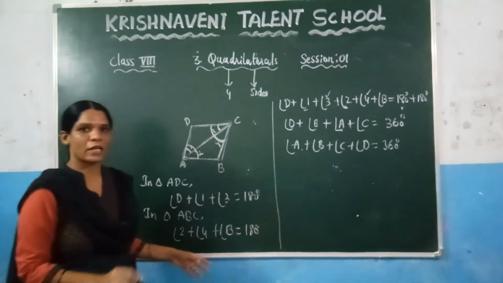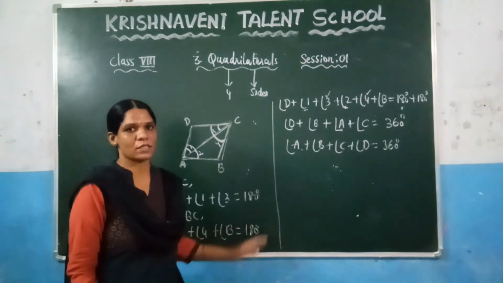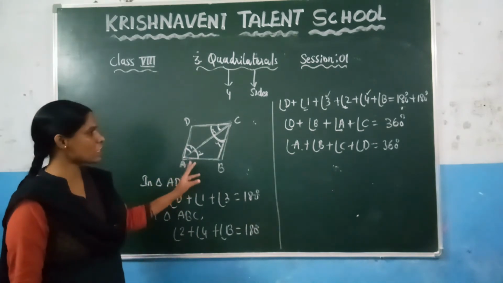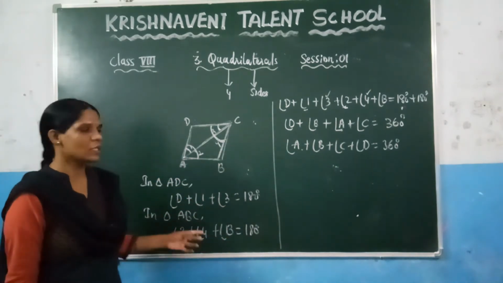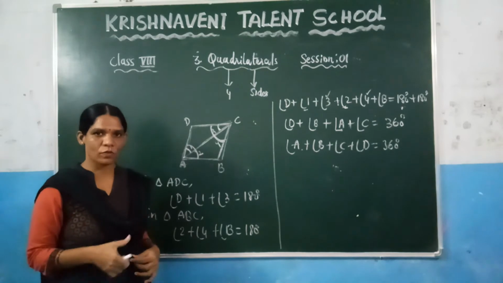So what is the sum of the angles of a quadrilateral? It is 360. Based on the sum of the angles of a triangle, we have proved this. This is about the sum of the angles of a quadrilateral.